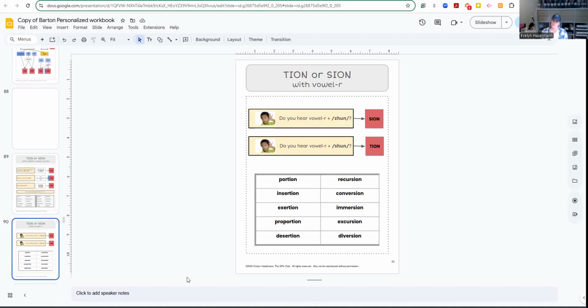I kind of think about TION and SION as fractions. You learn them in 3rd grade and then 4th grade and then 5th grade. Keep learning them. That's kind of how TION, SION is.